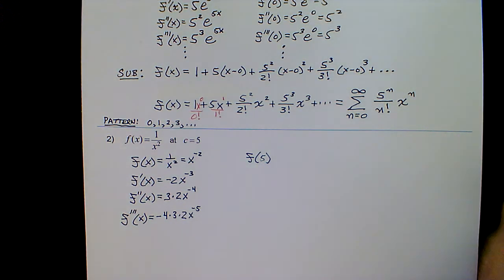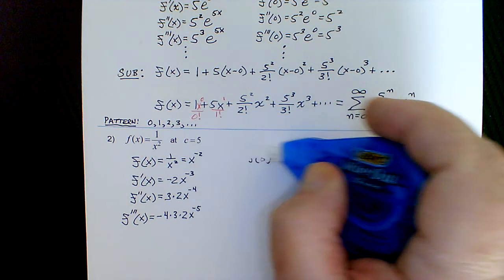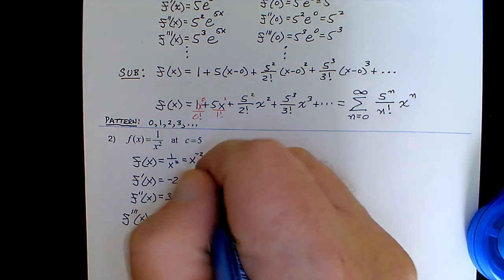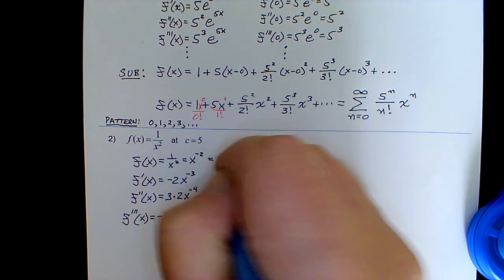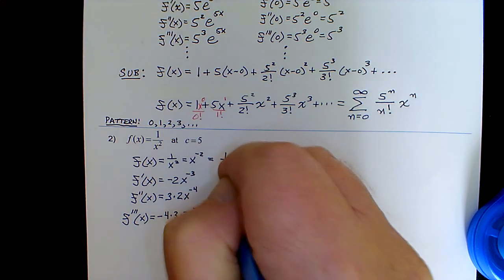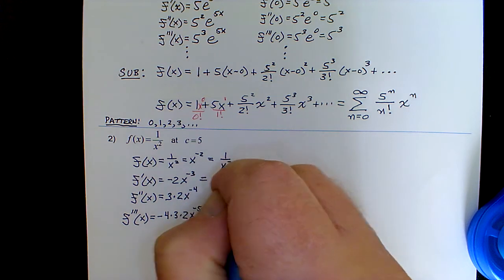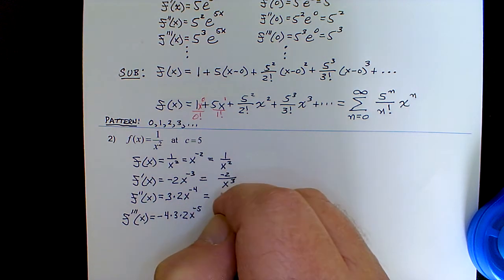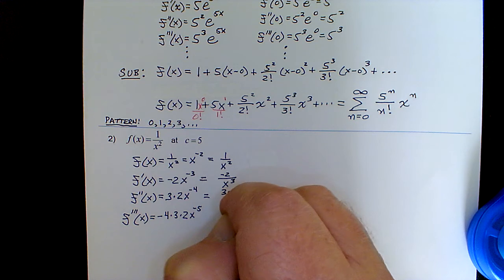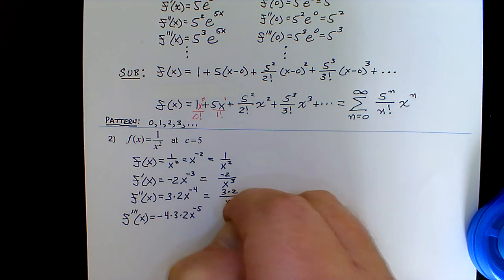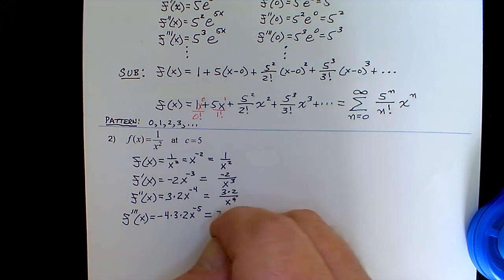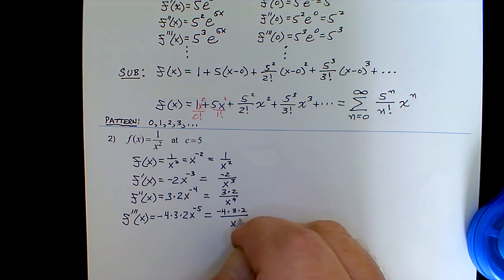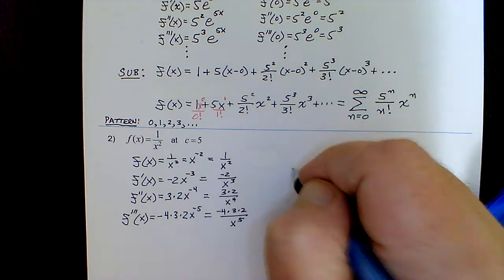Okay, let's get rid of the negative exponents. I think I'll move this column over a little bit. Get rid of the negative exponents. Get 1 over x squared, negative 2 over x cubed, 3 times 2 over x to the 4th, and minus 4 times 3 times 2 over x to the 5th.